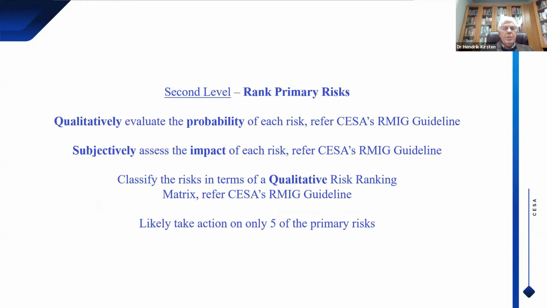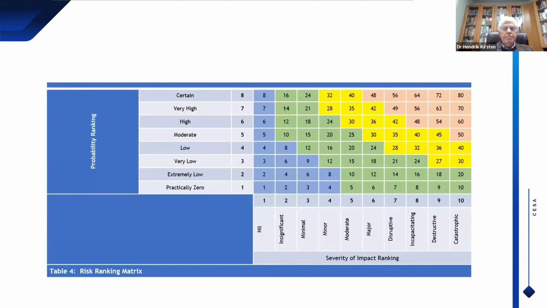Rank the primary risks in terms of qualitative evaluation of the probability of each risk and subjectively assess the impact of each risk. Remember that risk is the product of the frequency of occurrence and the severity of the effect. Classify the risks in terms of the qualitative risk ranking matrix you'll see in the guideline, and you're likely to take action on only 5 of the 30 primary risks. You have to guard against overwhelming yourself.